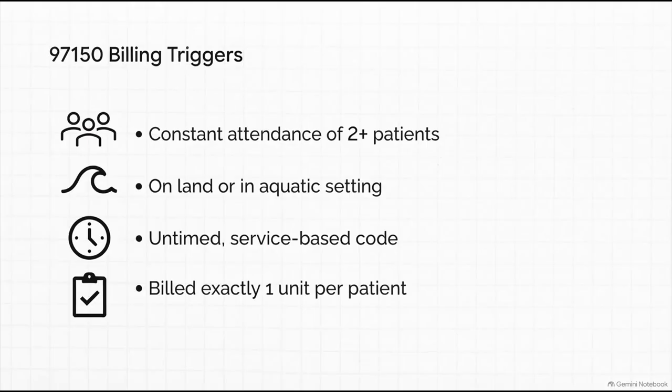So let's quickly summarize the core triggers for 97150 so you know exactly when you should be applying it. First, the session has to involve treating 2 or more individuals simultaneously. Interestingly enough, this can actually take place on land, like in a standard clinic, or in an aquatic setting, like a therapy pool. It is strictly an untimed, service-based code. And I'll say it again just because it's so important. You bill exactly 1 unit per group member. Recognizing these specific triggers in the clinical documentation is what's going to keep your billing perfectly compliant.